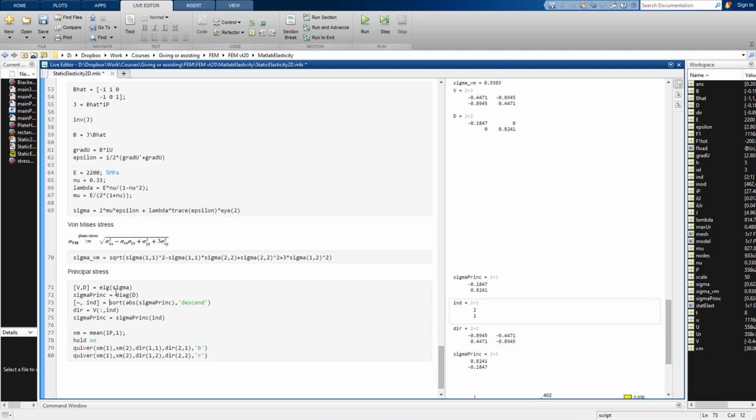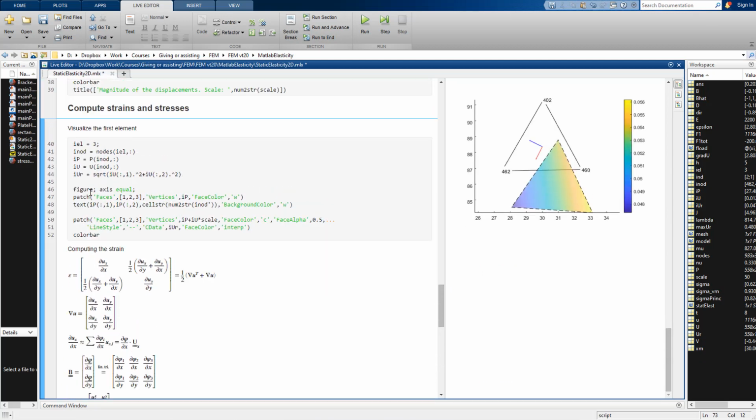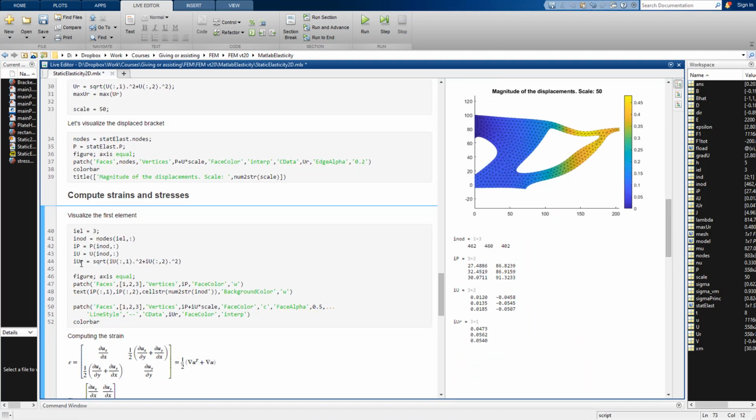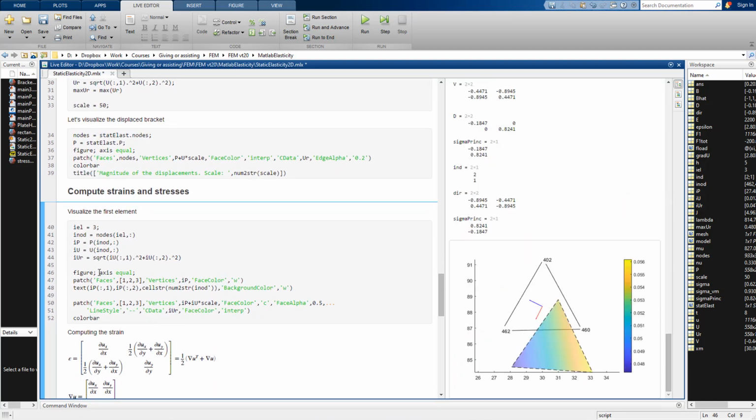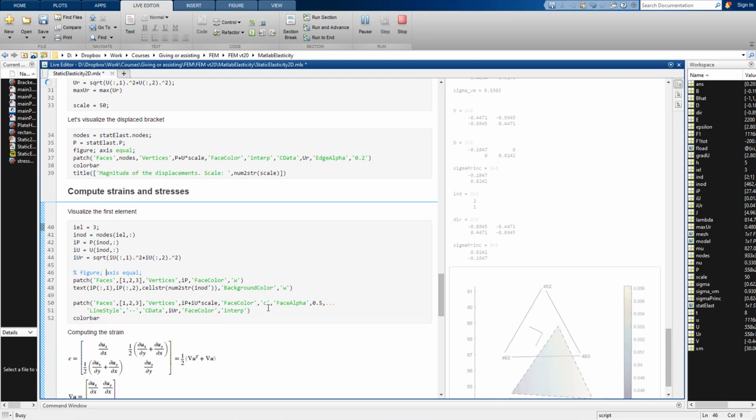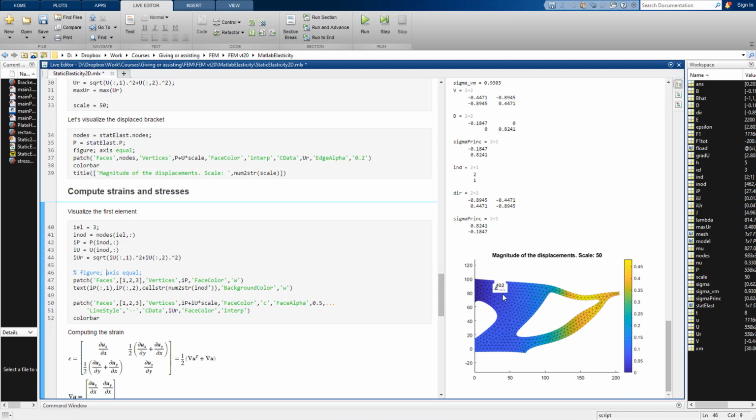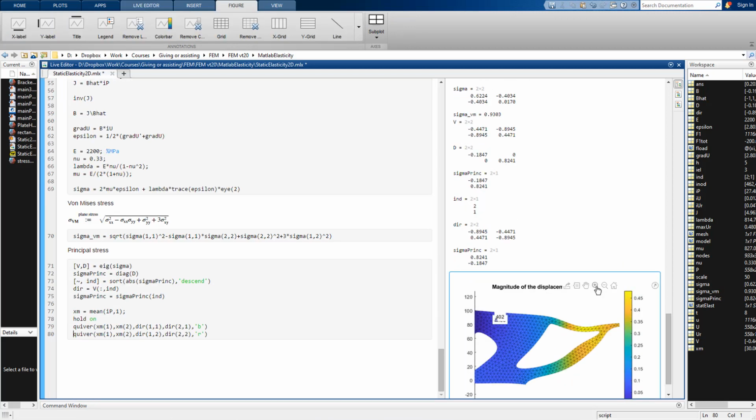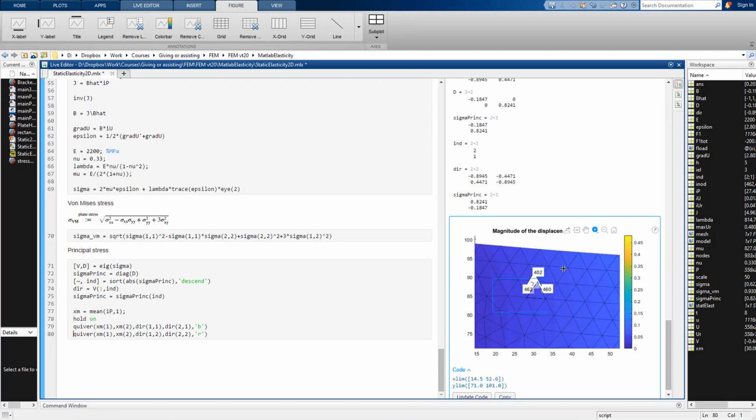And in fact, if I get rid of this, compute stress and strains, if I get rid of this figure here, then all of this stuff is going to be, and if I do F5 now, all of this stuff will be drawn on top of my original element here, and I can zoom in to this region. I can see there is my element, my original element and my deformed element.